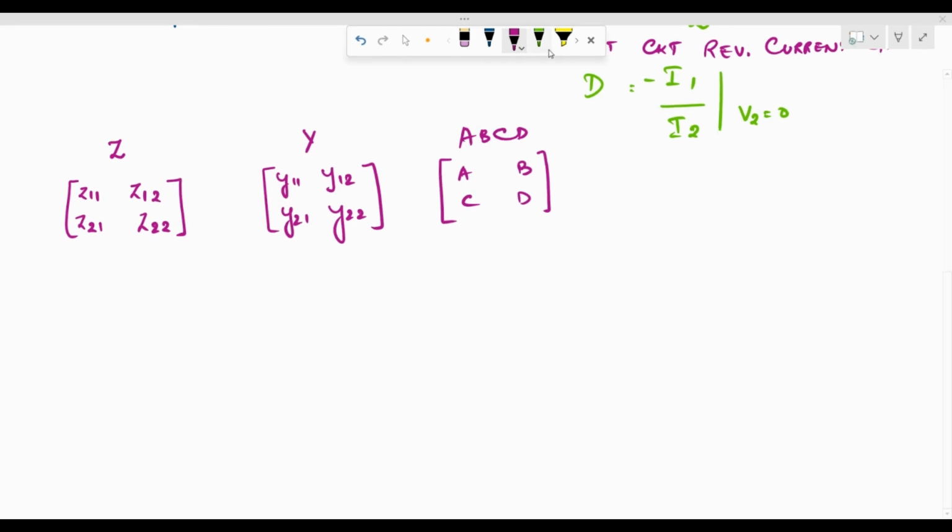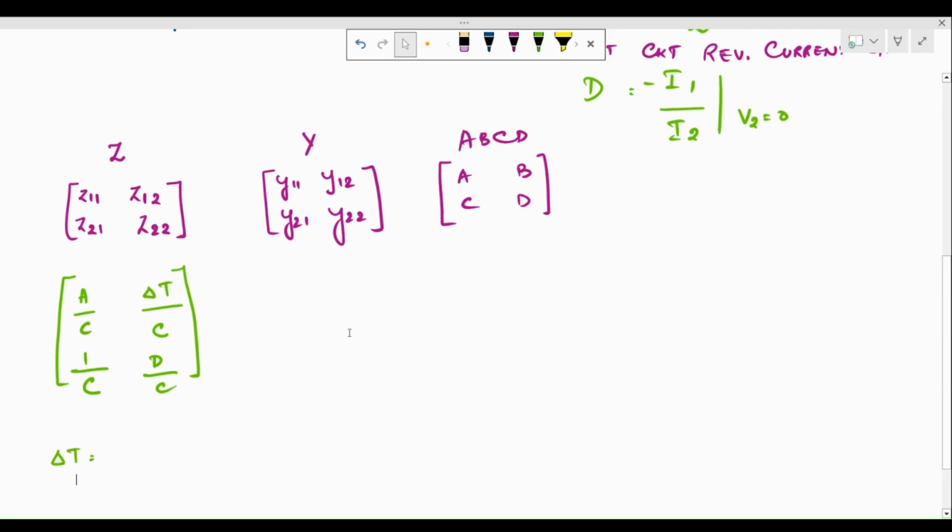Now, if I want to write out the Z parameters in terms of ABCD parameters, this is what it would be. A by C would be Z11, delta T by C would be Z12, 1 by C would be Z21, and D by C would be Z22, where delta T is going to be AD minus BC.